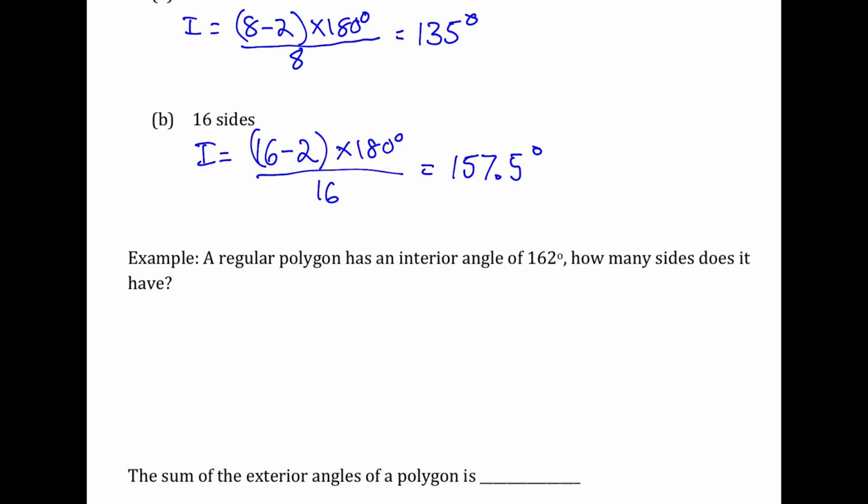So a regular polygon has 162 degrees inside of it, and then we have to figure out how many sides it has. So let's put all the numbers in that we know. We know that it's 162 degrees. And so we want to go (n minus 2) times 180 divided by n.